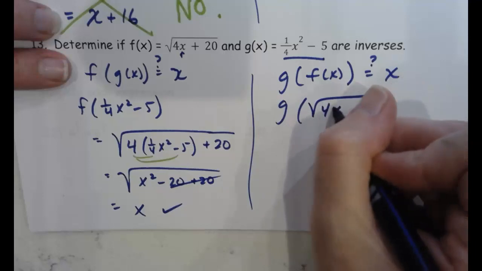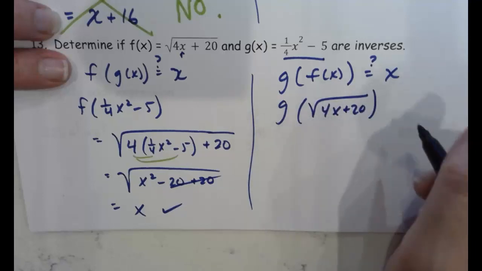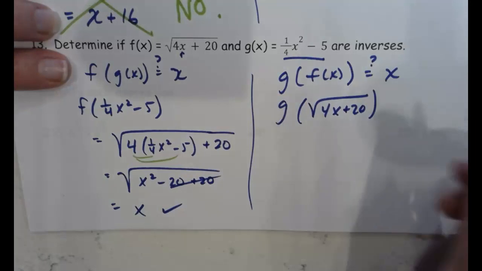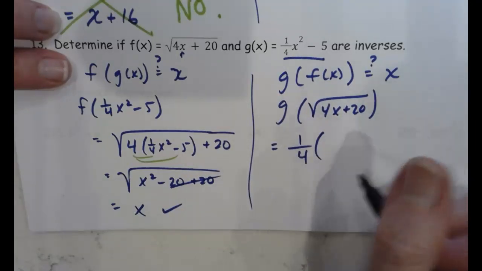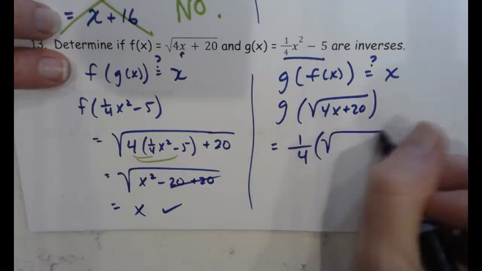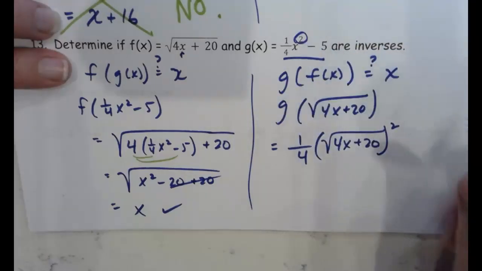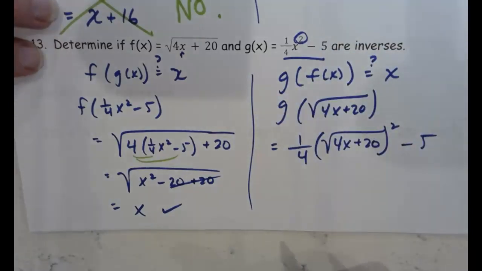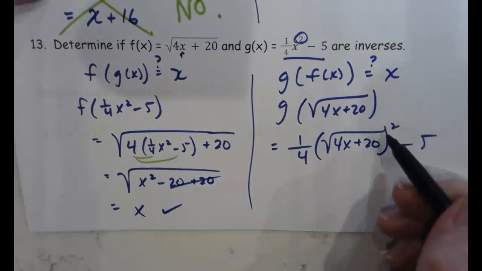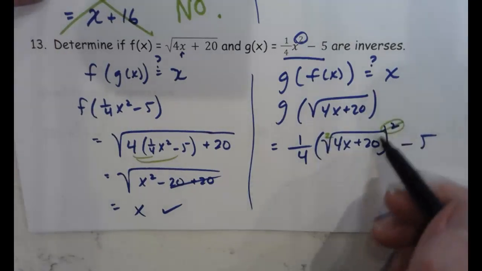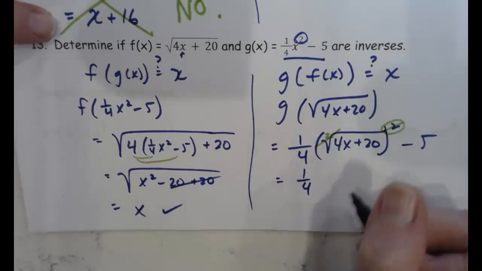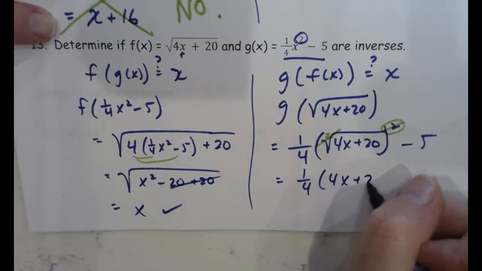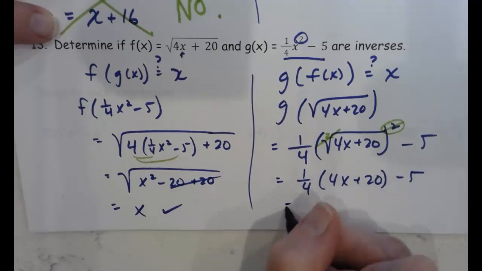F of x is the square root of 4x plus 20. It's going into the g function. So that is going to be 1/4 of the square root of 4x plus 20, and remember we're squaring it, minus 5. Follow order of operations. The square will undo the square root because they are truly inverses. Then we get 1/4 of 4x plus 20 minus 5.